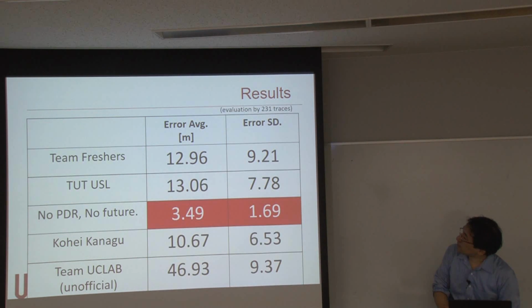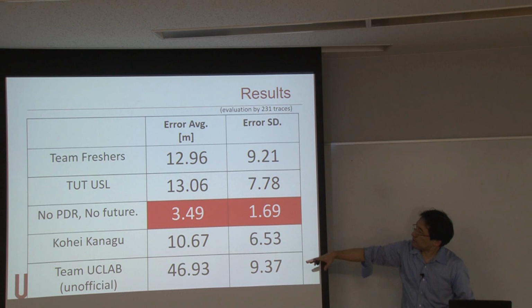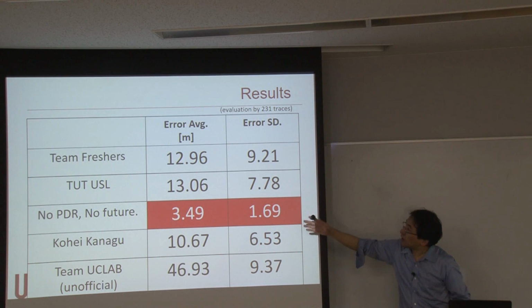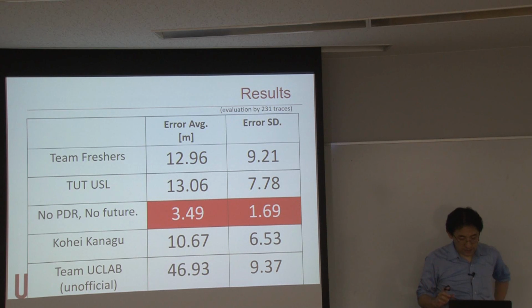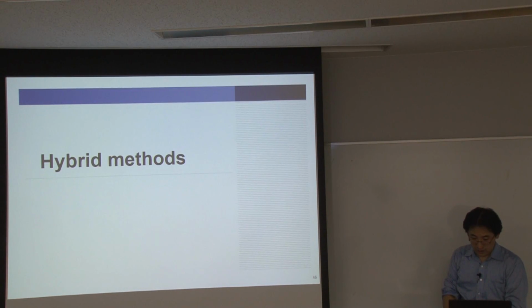So the result is like this. These are the team names, and the best result is like this, with an average error of about 3.5 meters. In the final localization method, I will show you the hybrid method.